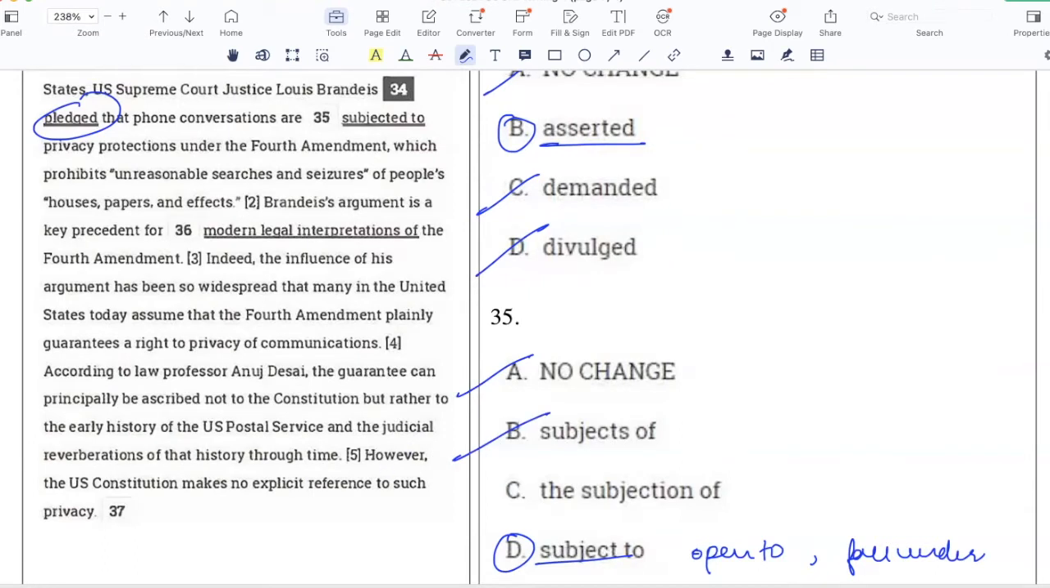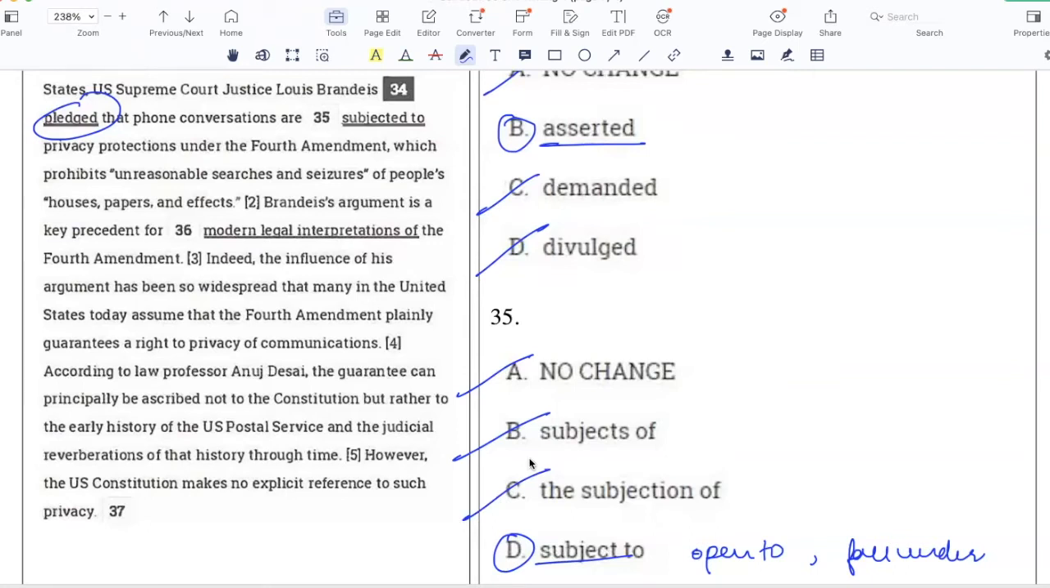And subjection is the abstract form of the other meaning of subject, which is to say to be the subject of another country or another ruler, right? So that would mean that you are under the thumb of that ruler. So that doesn't fit the context of privacy protections. So D.